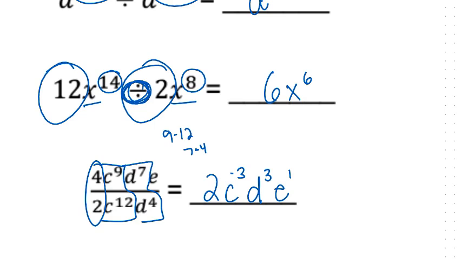Okay, but remember yesterday I said you can't leave your answer in negatives. So the only one that's going to be going to a different location is that C to the negative 3. It's going to be C to the positive 3 on the denominator because you can't have any negative exponents. So everything else stays up top. And if I just put E, that means E to the first.